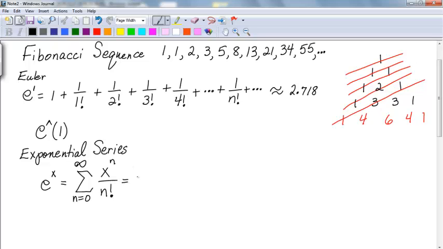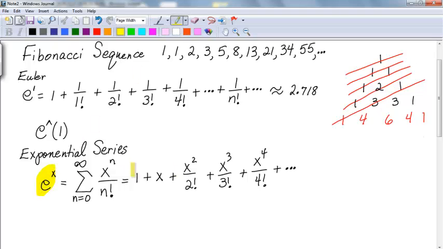Okay? If we expanded that out, it would be 1 plus x plus x squared over 2 factorial plus x to the third over 3 factorial plus x to the fourth over 4 factorial, and then put a plus and a dot dot dot to show that that continues on. Okay, so this is the formula that we're going to look at for the e to the x power.